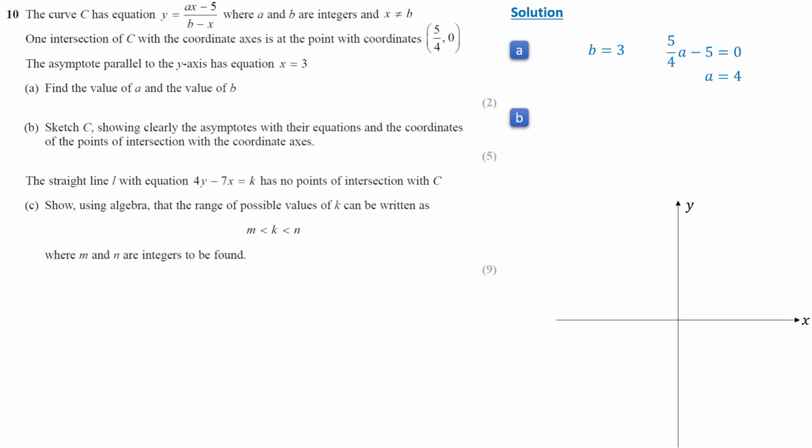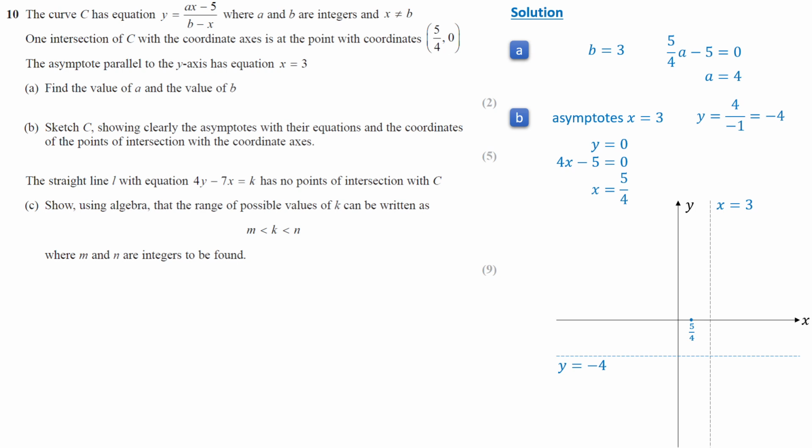Moving to question B, we need to find the asymptotes, x-intercept and y-intercept, to sketch the graph. The vertical asymptote is x equals 3. To find the horizontal asymptote, we look at the ratio of the coefficients of the highest powers of x in the numerator and the denominator. After simplifying, we find that the horizontal asymptote is y equals negative 4. The x-intercept occurs when y equals 0. Substituting into the equation, we find that x equals 5 over 4.